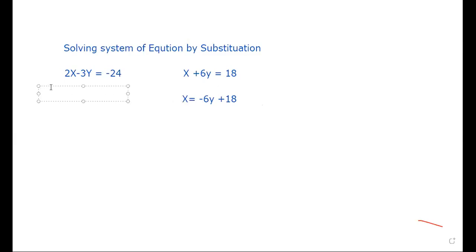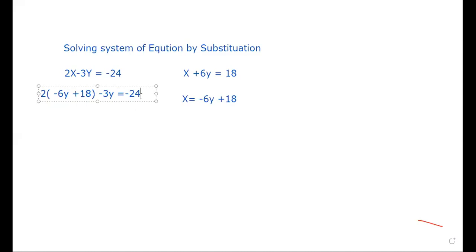Then we will go to the first one. We will remove each x and put instead of x negative 6y plus 18. Okay, let's start. So we have 2, and then we open a parenthesis because it's an expression: negative 6y plus 18. Then we close the parentheses. Minus 3y equals negative 24.